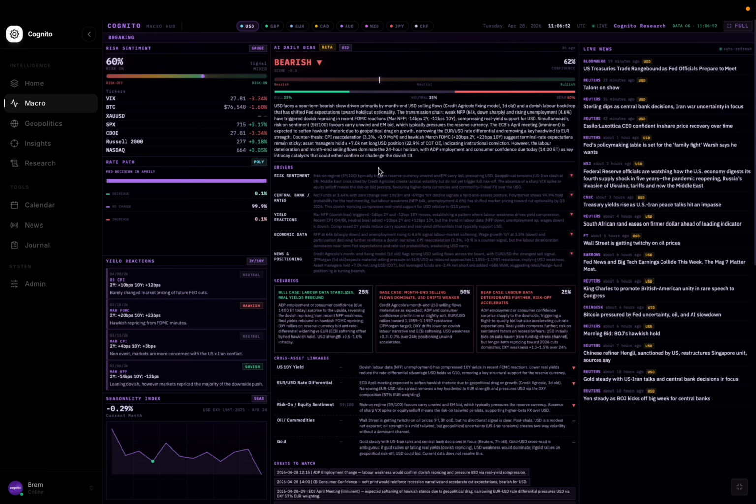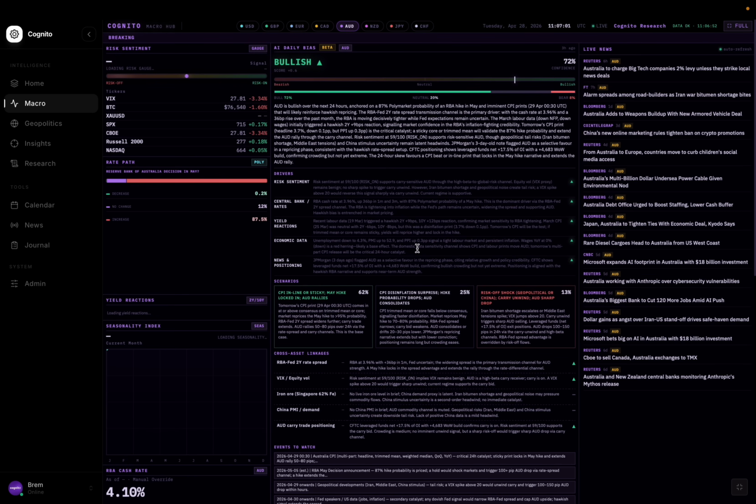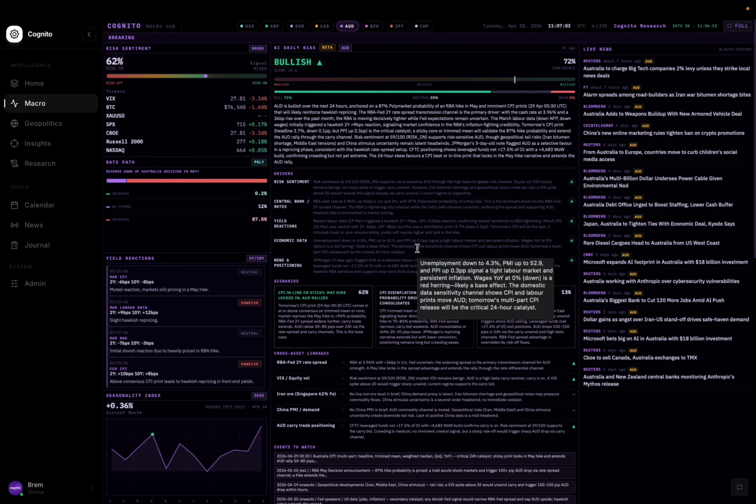Inside the macro hub, we have individual pages for the currencies. So for instance, let's say we want to see the Australian dollar bias. We can just come up here, click this button here, and we are immediately given the Australian dollar's bias. So straight away you are hit with the AI daily bias, which basically pulls information from the institutions, the research, the live news feed, the yield reactions, everything in the macro hub, and it compiles a report on whether this pair is bullish or bearish.